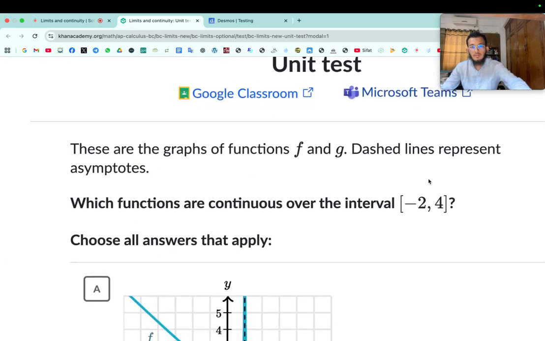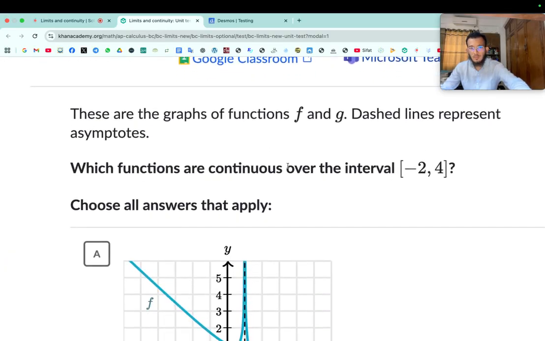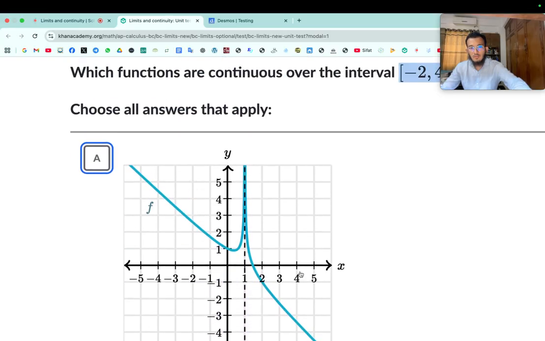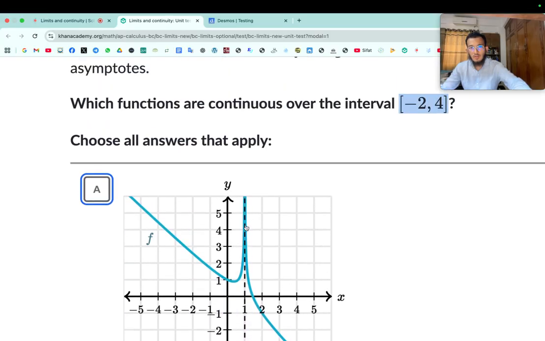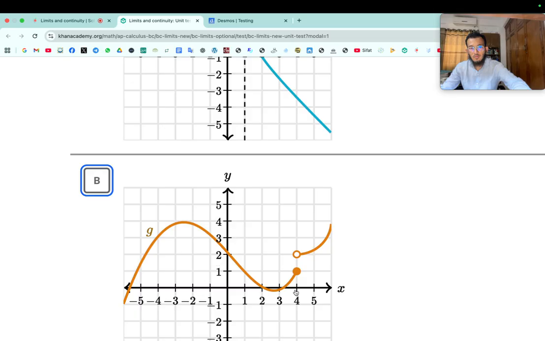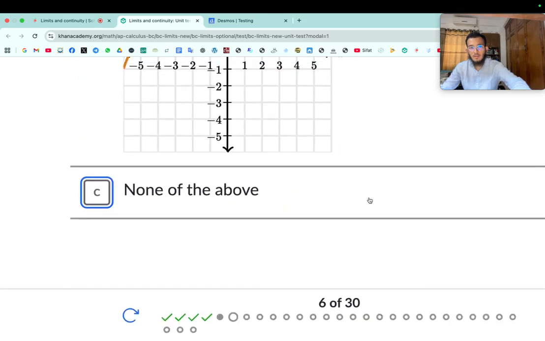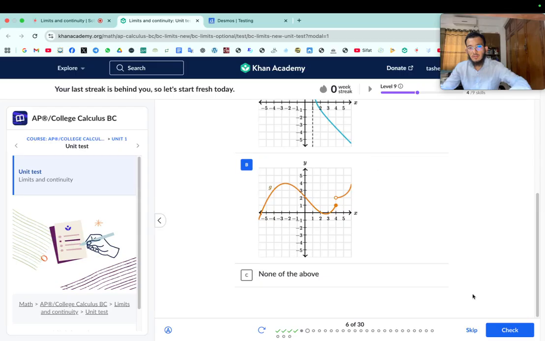These are the graphs of functions f and g. The dashed lines represent asymptotes. Which functions are continuous over the interval negative 2 to 4? From negative 2 to positive 4, as you can see, there is an asymptote, so it's not continuous, of course. But from negative 2 to 4, this one is continuous, so it's fine. And so b will be our answer.